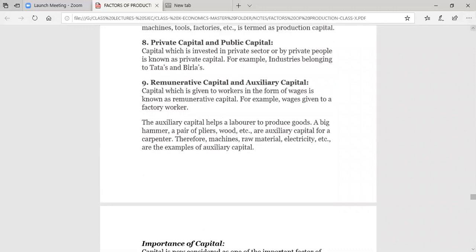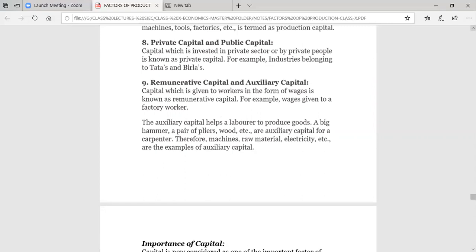Capital which is given to workers in the form of wages is known as remunerative capital. Remunerative comes from the word remuneration. When a worker works in your factory, what does he get? He gets wages. Whenever he gets wages, that is your remunerative capital.